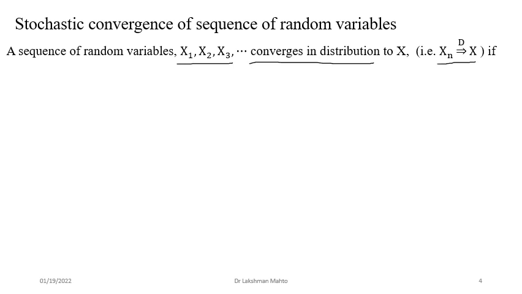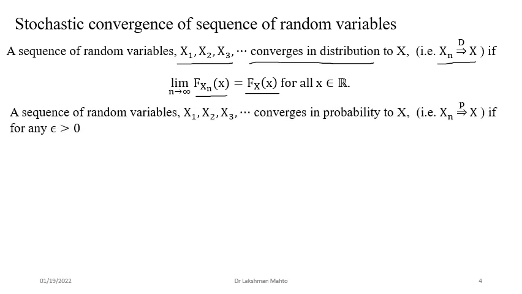We say it is convergence in distribution if the limiting value of the sequence of distributions is equal to the distribution of X when n is approaching infinity. Then we say the sequence is converging to X in distribution.